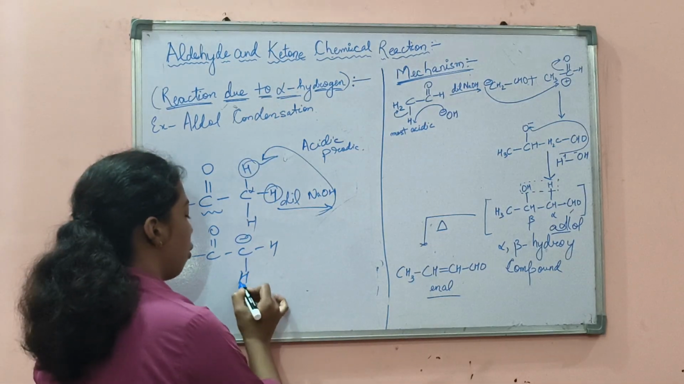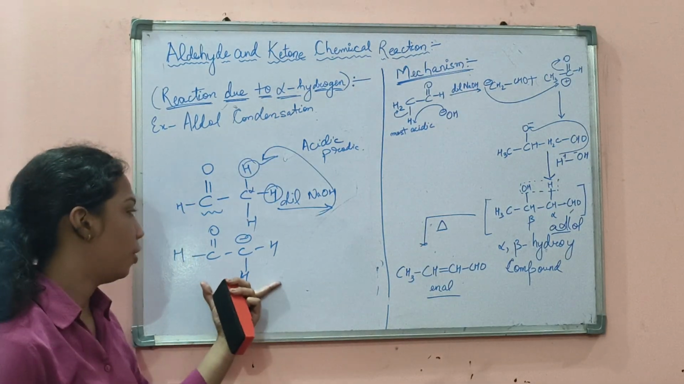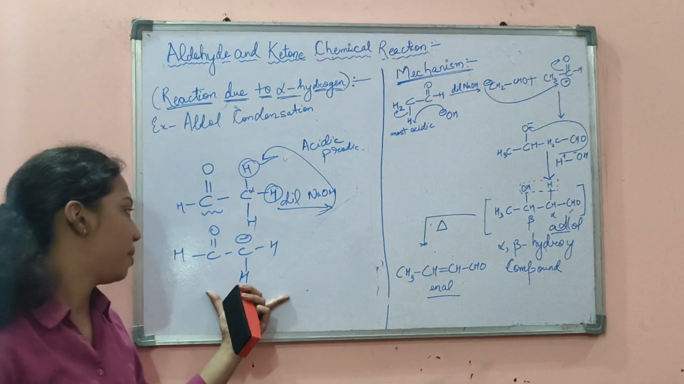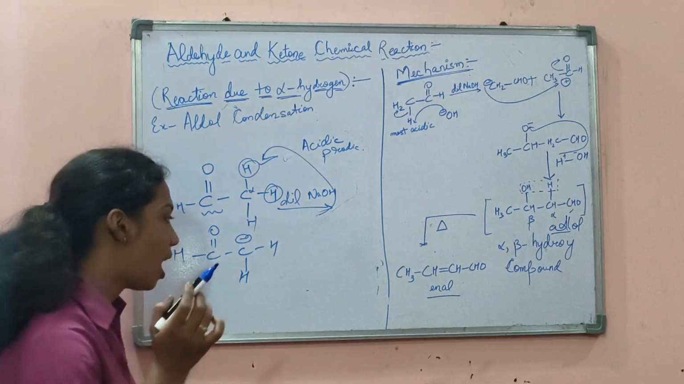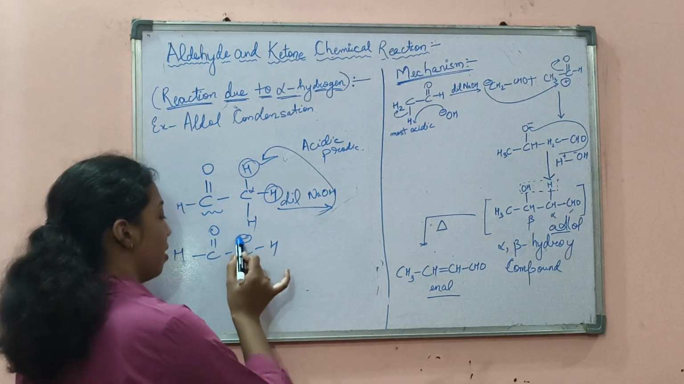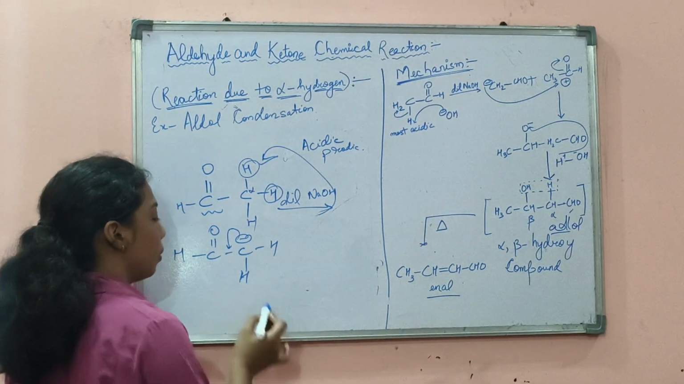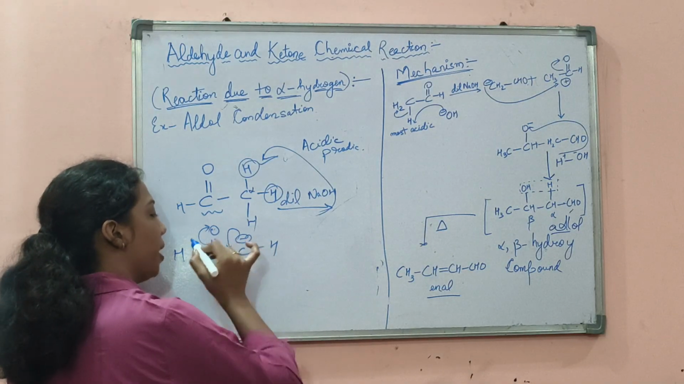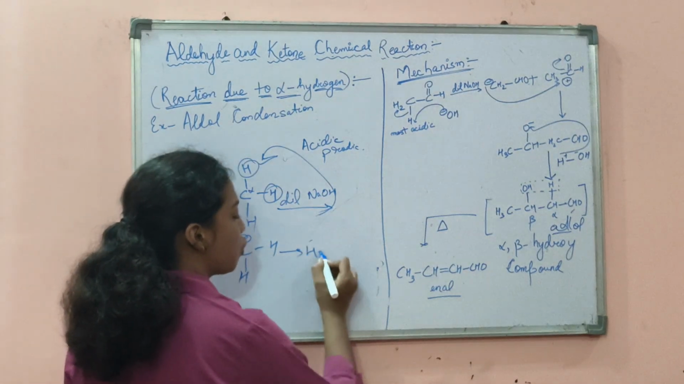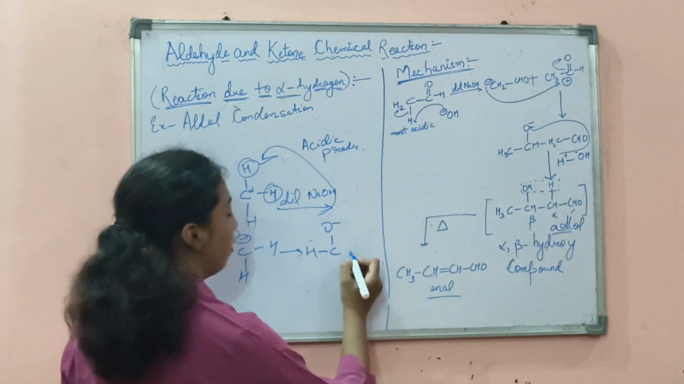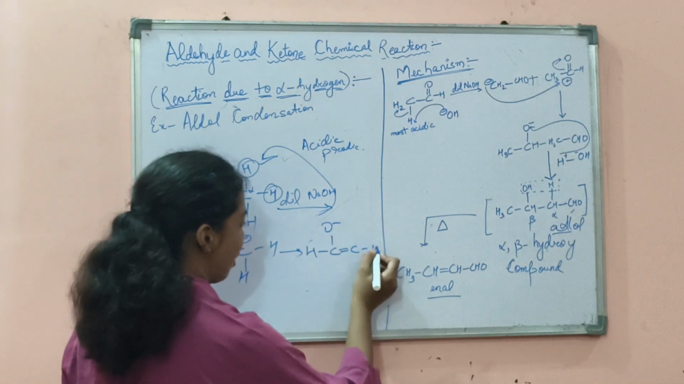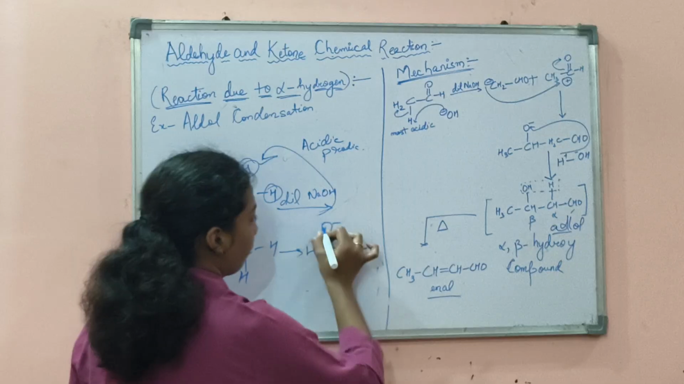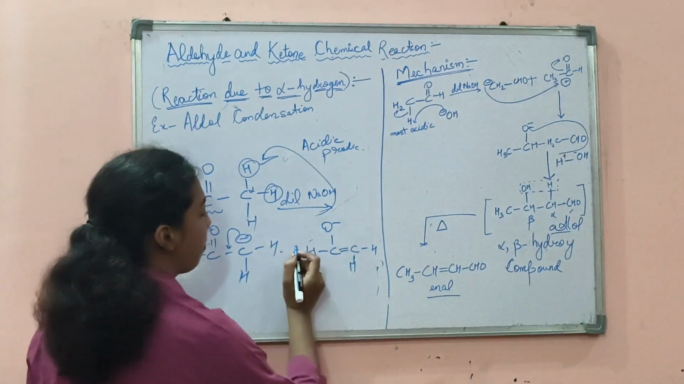This complex, in order to attain stability, undergoes resonance. How does it undergo resonance? See, this negative ion goes here, and the carbon-oxygen pi bond breaks to form H, C, O negative, C double bond C, H and H. Like this, resonance happens here.